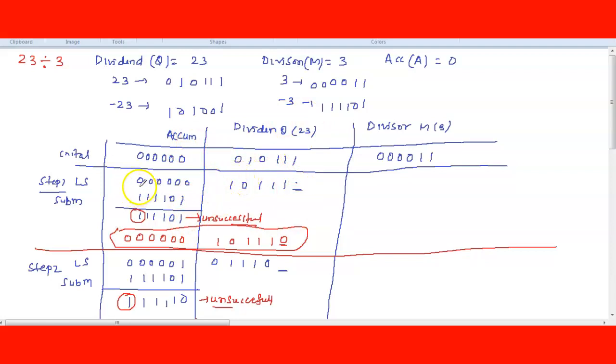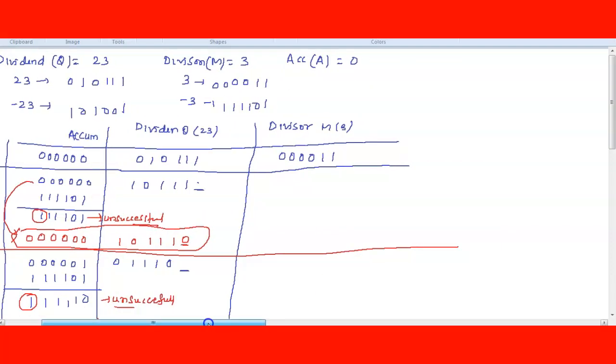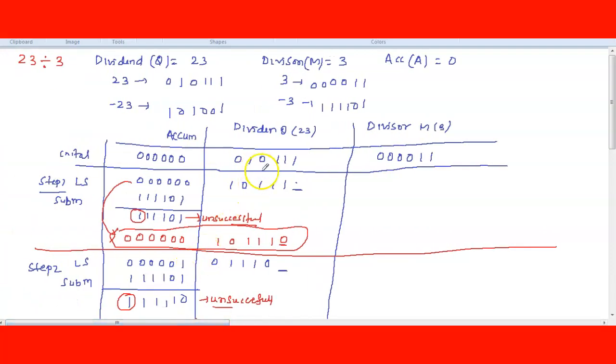Here in restoration we are just writing the previous value, but in the computer the registers have to add it and again perform one extra task. So there are so many unsuccessful chances, which is why this algorithm is a little slow compared to the non-restoring method. So we'll do it by the non-restoring method.